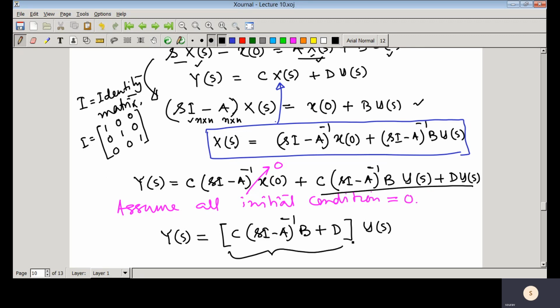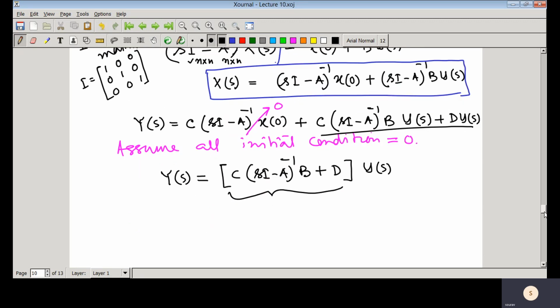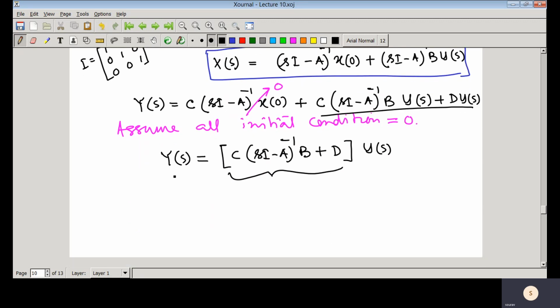So then you can see from this expression that output is equal to some matrix here into input. So this is actually your transfer function matrix, and it is applicable to multi-input multi-output as well as single input single output systems. So this is the transfer function.